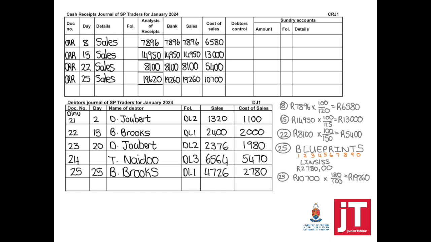If we're done with all the transactions, the next step is to total. A reminder, we never ever total analysis of receipt. We start with bank, sales, cost of sales. Debtors journal, there's only 2 money columns, sales and cost of sales.